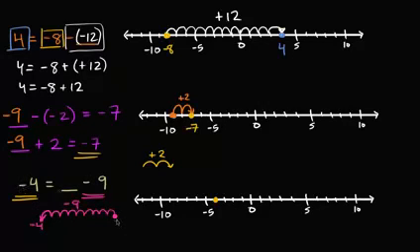So another way to think about it is this number is going to be 9 to the right of negative 4. 1, 2, 3, 4, 5, 6, 7, 8, 9. It looks like positive 5. So let's see if we're right about that. If we start at positive 5 and we subtract 9, 1, 2, 3, 4, 5, 6, 7, 8, 9. Yep, you subtract 9, you're going to end up at negative 4. So negative 4 is equal to 5 minus 9.